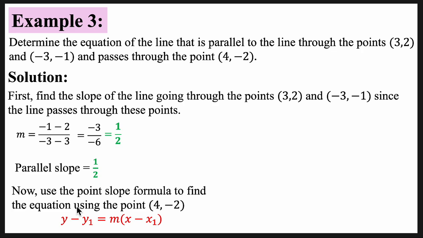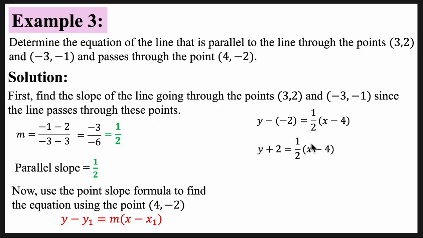Now what we have to do is use the point slope formula to find the equation using the point 4, negative 2 because the new equation goes through that point. So that means this is my x1, y1 in this case. So if I substitute the values, my y value is negative 2, my x value is 4, and then the slope is what I have here. And again, two negatives make a positive, so that becomes y plus 2 equals 1/2 times x minus 4.